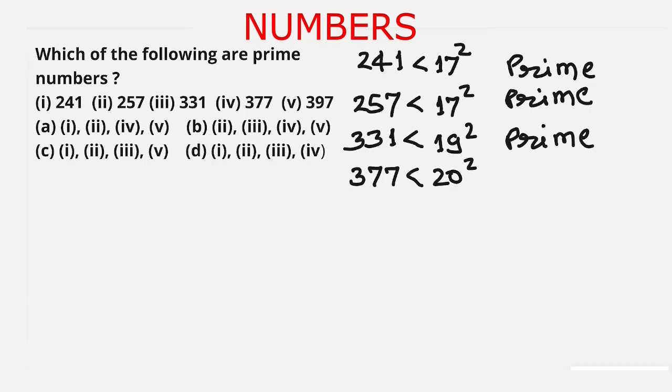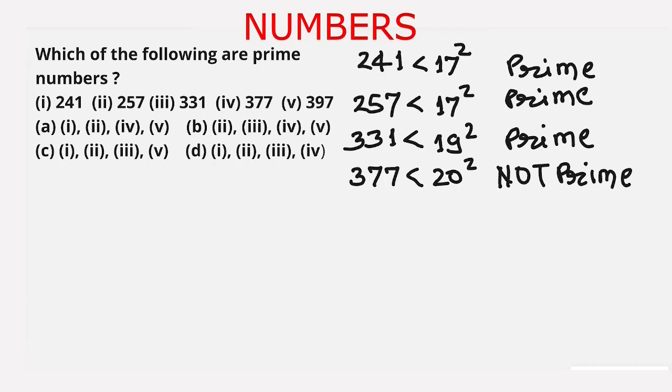Now we verify for 11. The sum of the digits at odd places is 3 plus 7 is 10 and 10 minus 7 is 3 which is not 0 or 11. So 377 is not divisible by 11. Now we verify for 13. 13 times 2 is 26. Balance is 11. We carry 7 and 13 times 9 is 117. So it is divisible by 13. So it is not prime. So the fourth number 377 is not prime.